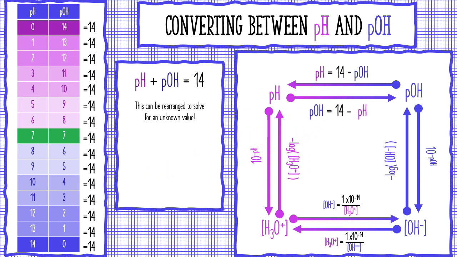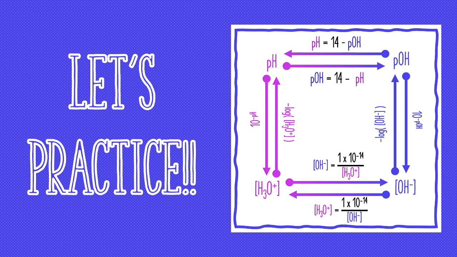And now I have this really handy little map that tells me exactly which calculations I need to know how to do in order to do different conversions here using the pH scale and the pOH scale and then hydroxide and hydronium ion concentrations. All right, so let's go ahead and do some practice.